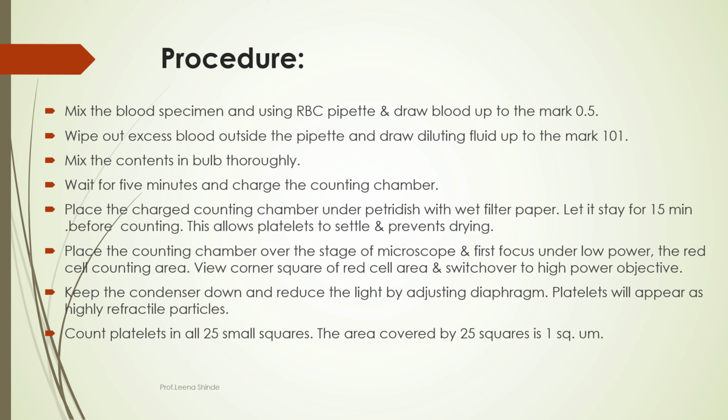Place the counting chamber on the stage of the microscope and first focus under low power on the red cell counting area. View the corner square of the red cell area and switch to the high power objective. Keep the condenser down and reduce the light by adjusting the diaphragm, and platelets will appear as highly refractile particles.